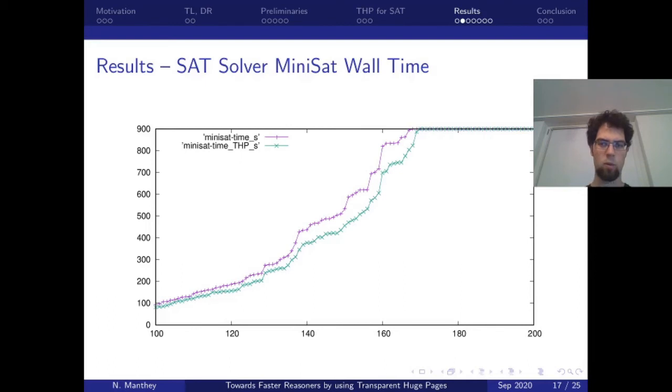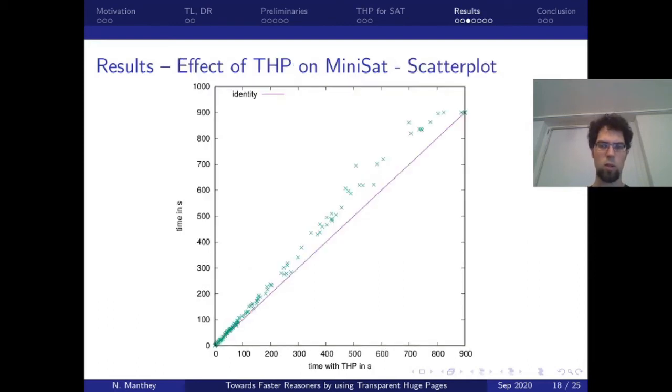Now one could say it's hard to read, so we did the same measurement, the same benchmark and the same data points, just a different representation. On the x-axis, you can see the time of MiniSat with the change enabled, and on the y-axis, the time used by the tool without the change enabled. You can clearly see that most of the data points are above the identity line, which means the tool is faster.